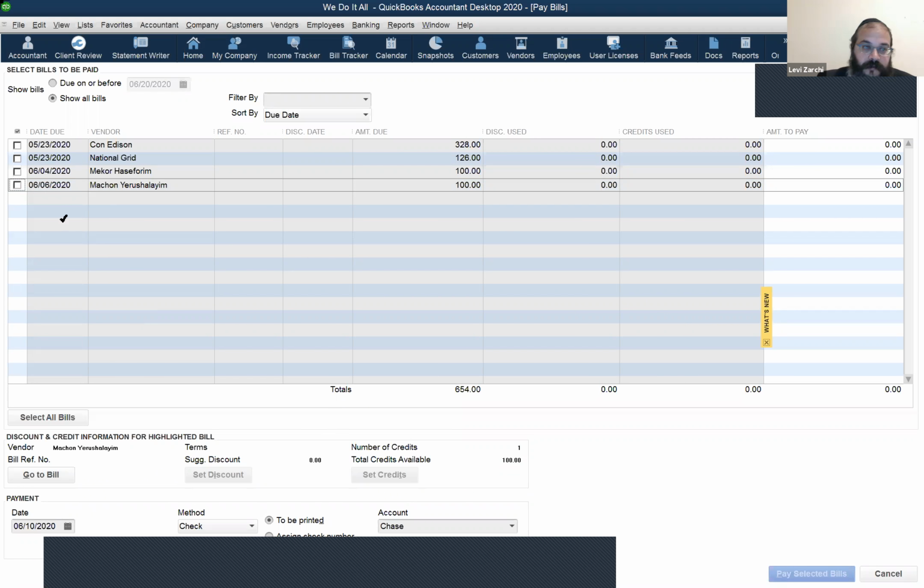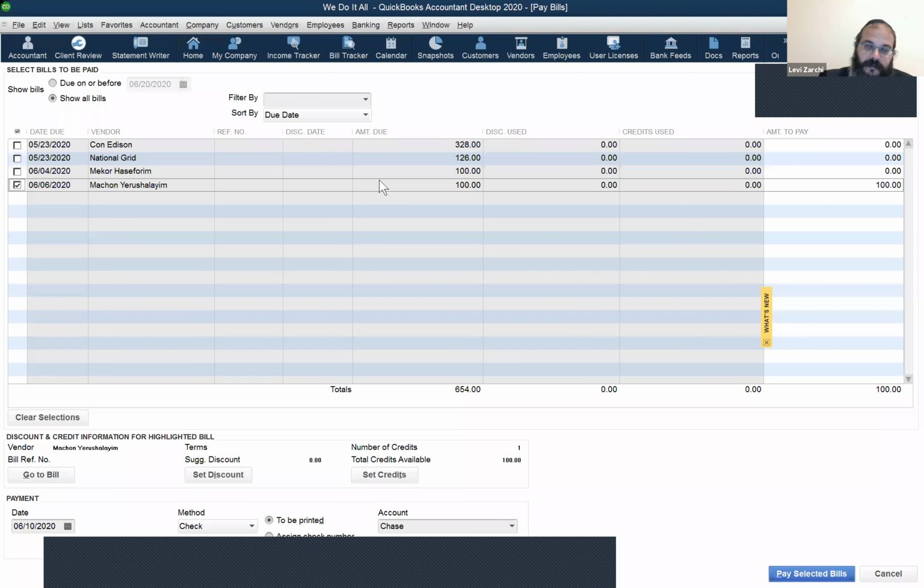And I'm going to select the invoice. Okay, select the invoice, and I say set credit. It could have been you're giving a discount, could be giving a credit. In this case, when we're paying the bill now, so basically this is a two-step process.